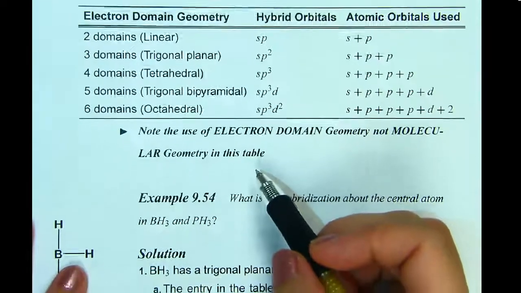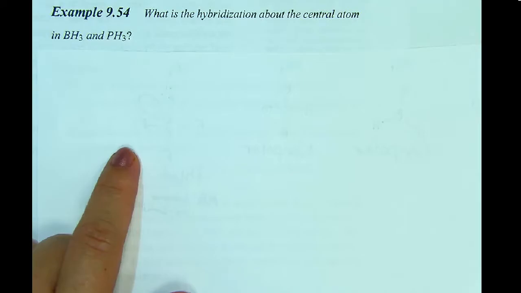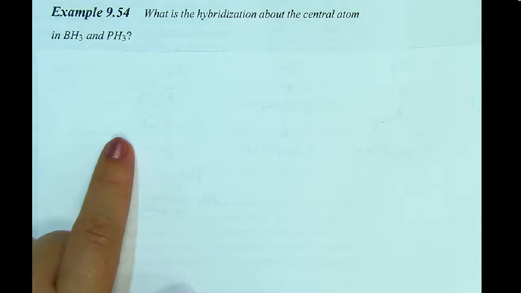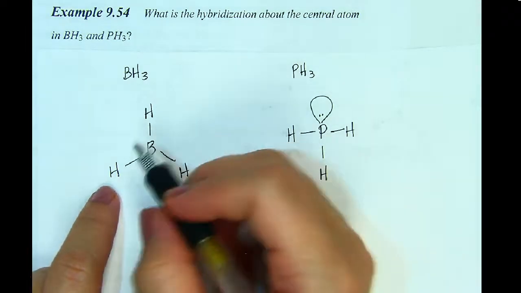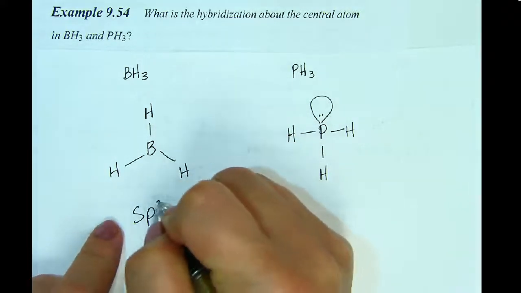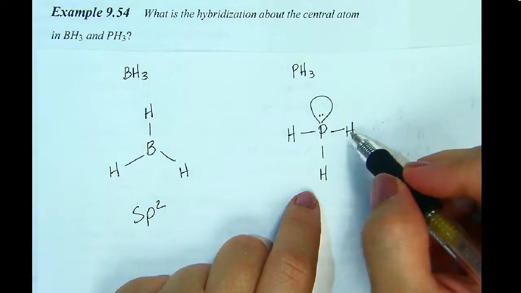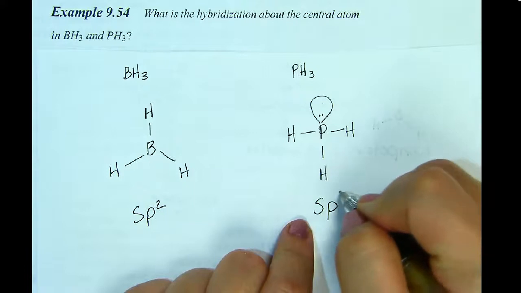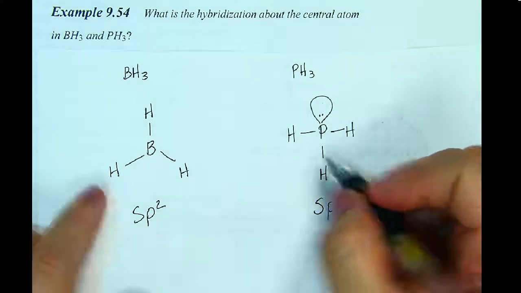Note the use of electron domain geometry, not molecular geometry, in this table. Example 9.54. What is the hybridization about the central atom in the BH3 and PH3 molecules? Let's draw the Lewis structures. So here the BH3 has 1, 2, 3 domains, and so you can say it has an sp2 hybridization. This has a total of 1, 2, 3, 4 domains, so you can say that it has sp3 hybridization.